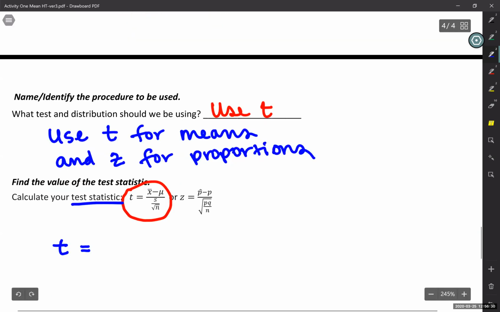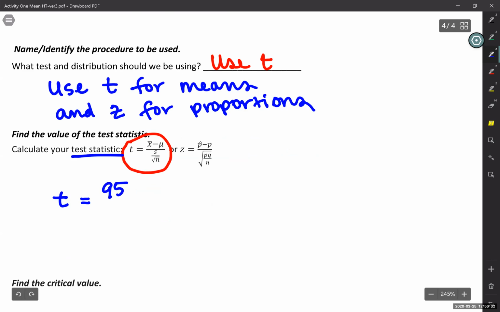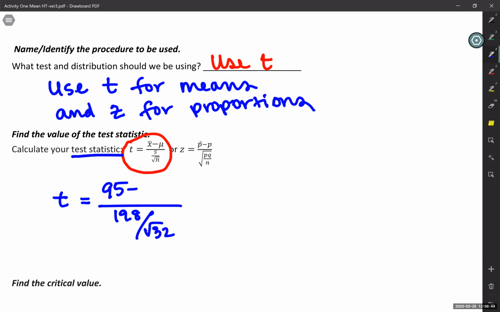So X bar is 95, S is 19.8, and N was the square root of 32. And so the only thing we need is mu. And for some reason, students have the hardest time finding mu, even though they literally wrote it out at the beginning of the problem. So when it asks for mu, or later on when it asks for P, when we do a proportion problem, just remember, you already figured that out. That was the first thing you did.